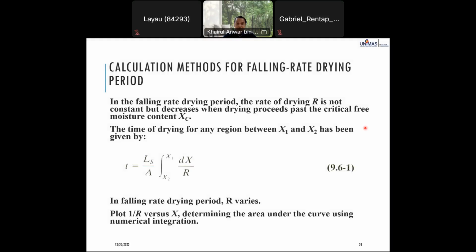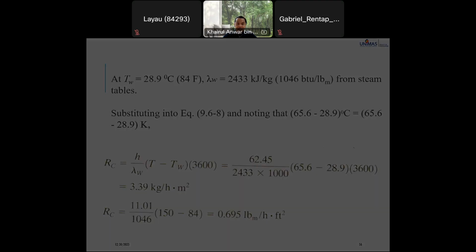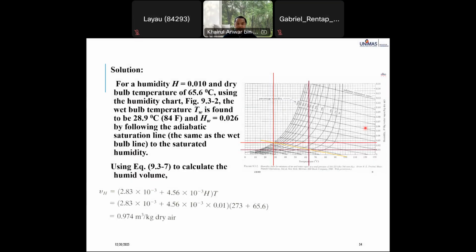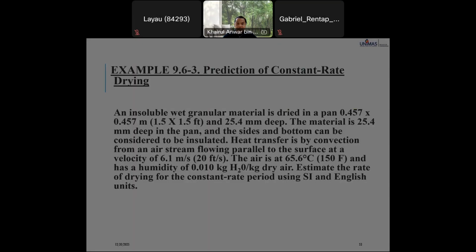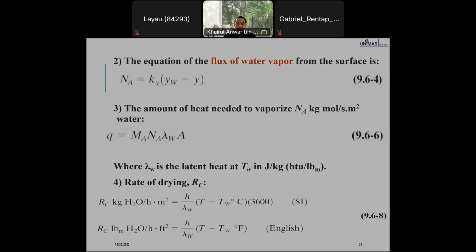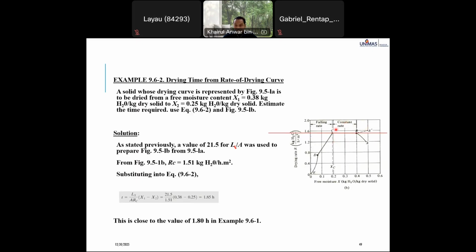Next is the constant rate period. The constant rate period is referred to this one, in which the drying rate is constant. This is what we call the constant rate period. This is the falling rate. It changes with time.